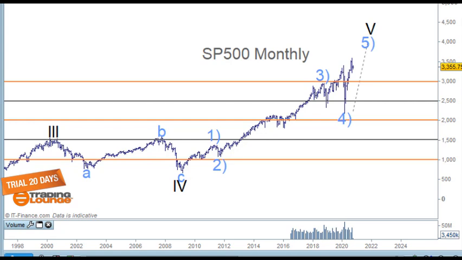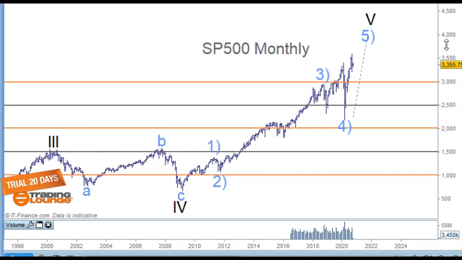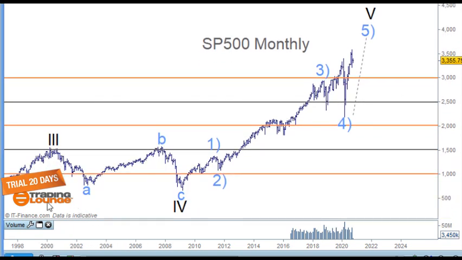On the S&P monthly chart, we're looking at the tech bubble, the top of wave 3, an A, a B and a C for wave 4, and then we're looking for 5 waves up from wave 4 in black to wave 5 in black. And we're looking for 5 waves in between that, so 1 and 2 here, and 3, an A and a B and a C for an expanded flat correction for wave 4, and then up for wave 5.